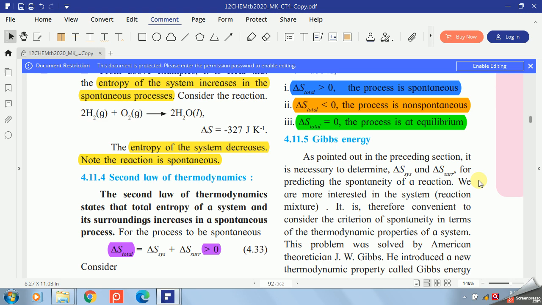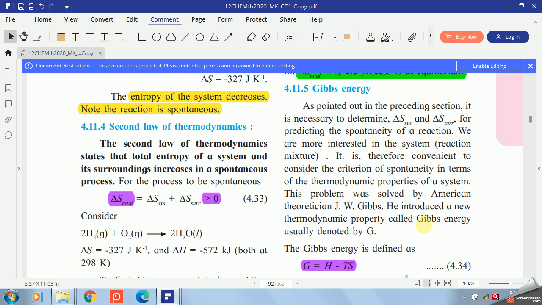Again, important thermodynamic properties that we have to discuss. If you observe the previous concept, we must know the delta S system and delta S surrounding for predicting the spontaneity of the reaction. But every time we must know these values. To understand the spontaneity of a reaction in a convenient manner, we must know one more property, thermodynamic in nature, which was proposed by the American scientist Gibbs, and that's why the property is called Gibbs energy.